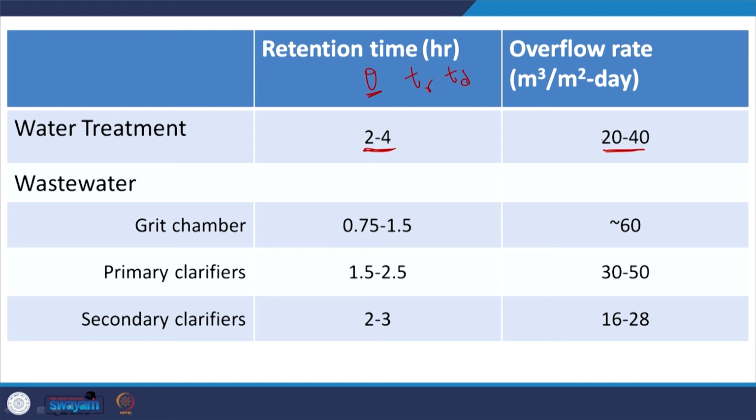overflow rate, is around this particular value. Again, overflow rate, we know that it's going to be equal to Q by cross sectional area. So that's why you have the units meter cube per day for the flow rate, volume of water per time, by the cross sectional area, not cross sectional area, pardon me, surface area, that's meter square. So that's what you see.